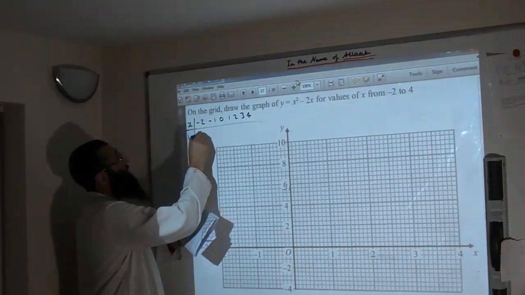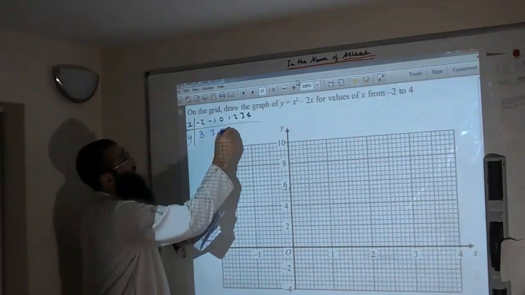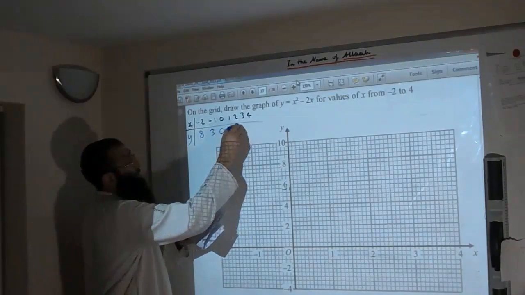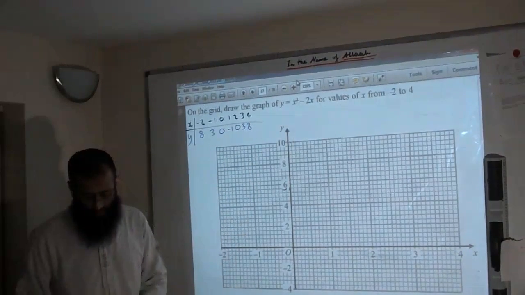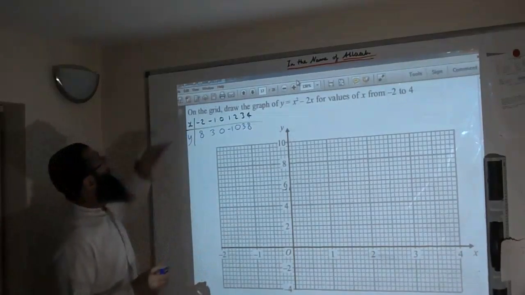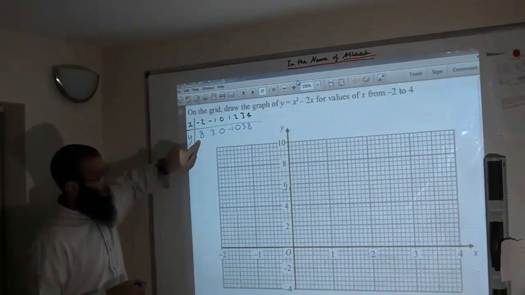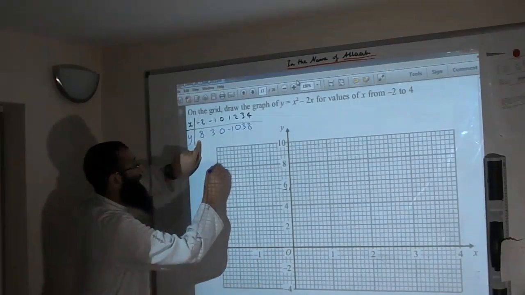And what's the y values? The first one was 8, 3, 0, minus 1, 0, 3 and 8. Is that what we all got, folks? Same values? Yeah? Well, let's plot them now. So, when x is minus 2, y has a value of? 8. So here's x is minus 2, y has a value of 8, which is here.